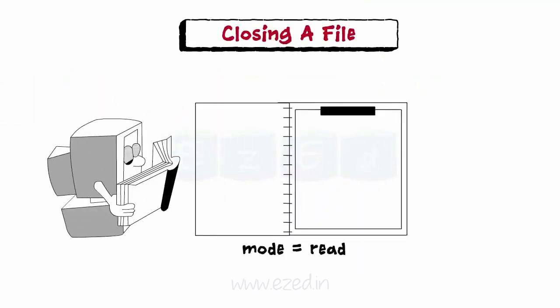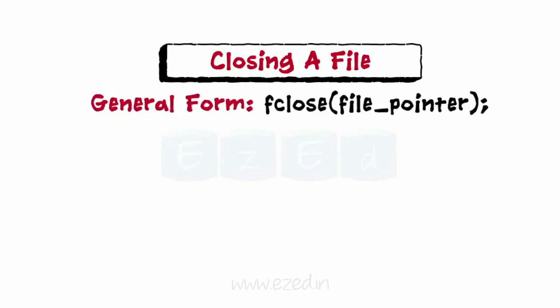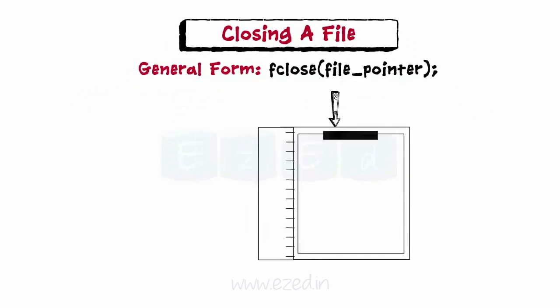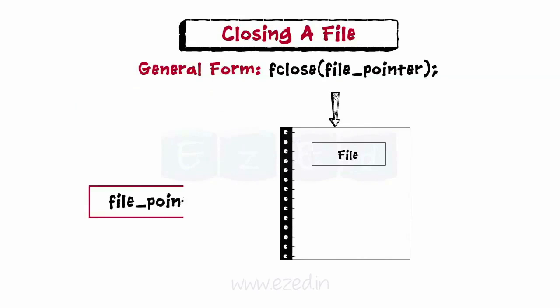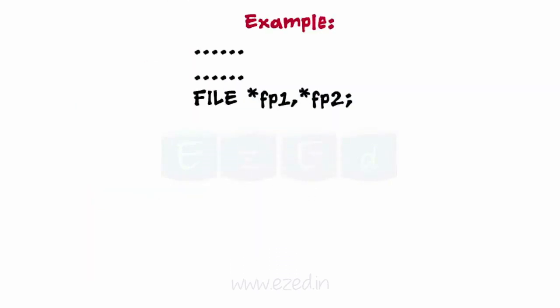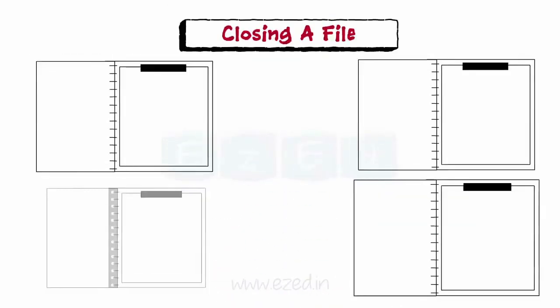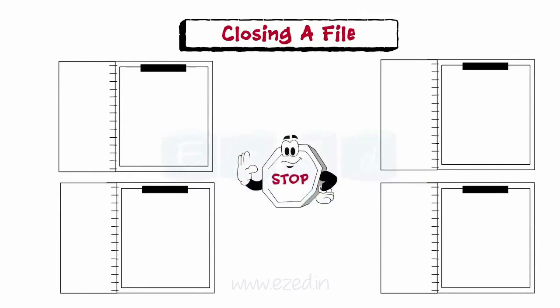Another instance where we might want to close a file is when we want to reopen the same file in a different mode. The I/O library supports a function to do this for us. It takes this form. This will close the file associated with the file pointer, file_pointer. This program opens two files and closes them after using them. Once the file is closed, its file pointer can be reused for another file. All the files are closed automatically as soon as a program terminates.